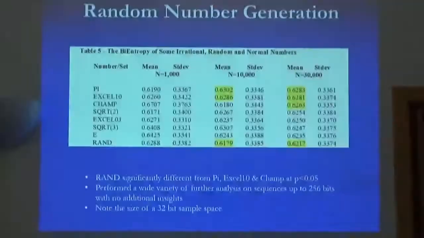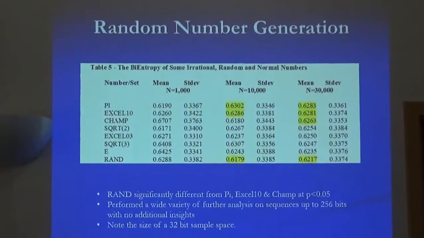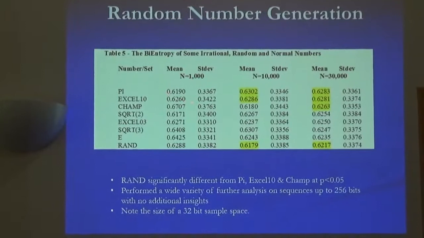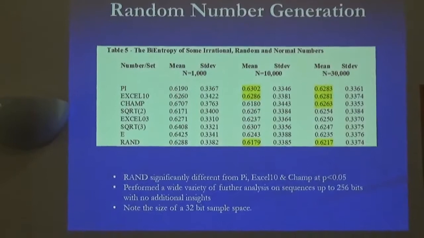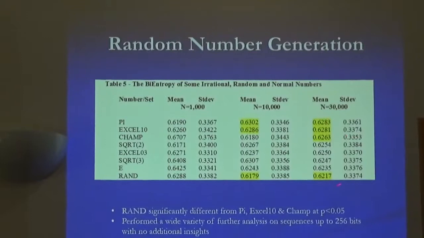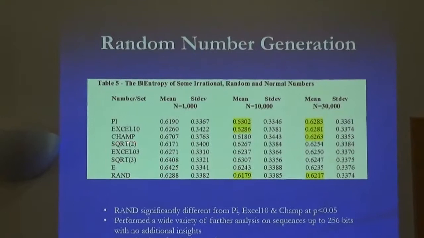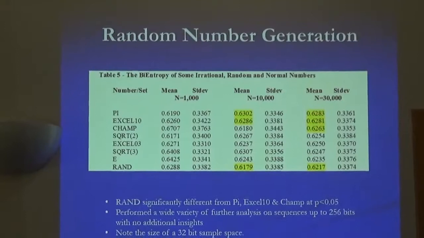This worked, and I was able to compute the BiEntropy of all these long digit sequences by examining 32-bit binary chunks. I did three experiments, 1,000 32-bit binary chunks, 10,000 32-bit binary chunks, and 30,000 32-bit binary chunks, and was able to show that there were statistically significant differences between some of the different numbers. Pincus had used approximate entropy to show that there's a difference between the square root of 2 and the square root of 3, whereas BiEntropy shows that there's no detectable difference, which is interesting.